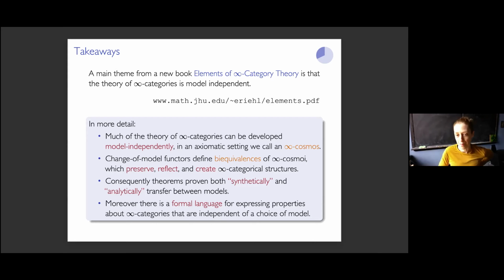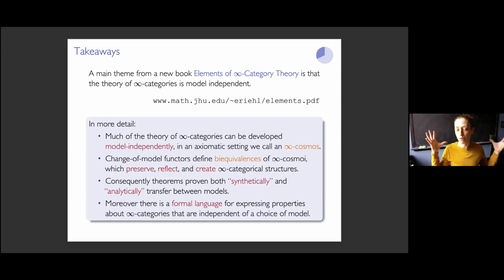So rather than focus so much on an individual infinity category in itself, what we do is we give an axiomatization of the category, the much, much bigger category where infinity categories live as objects. So each model, quasi-categories is one model, is itself a category. The objects are the particular quasi-categories, the particular infinity categories in that model.